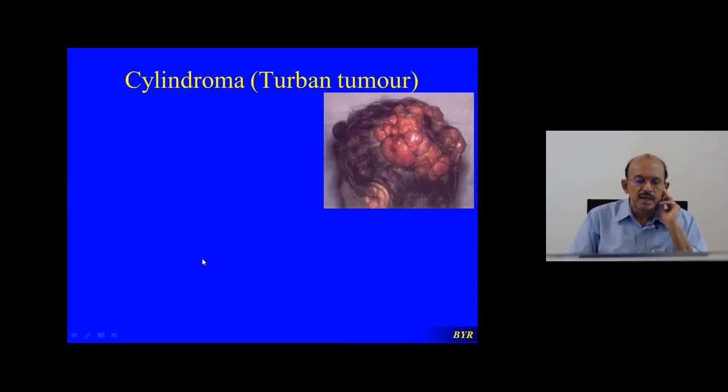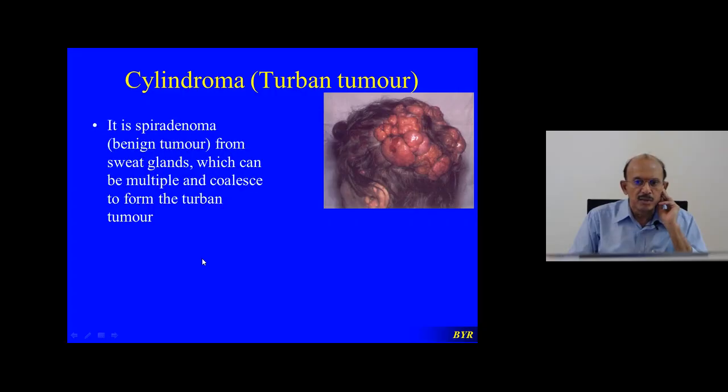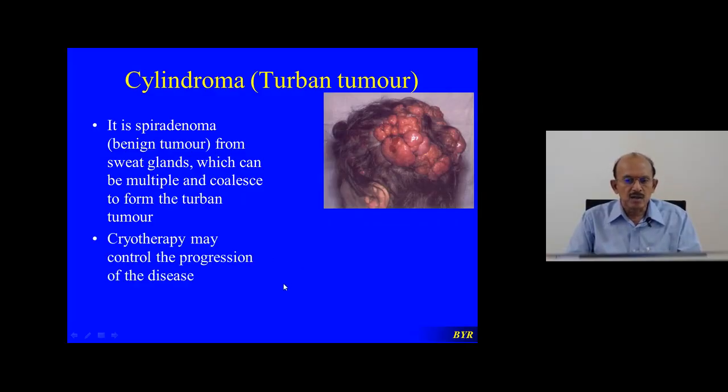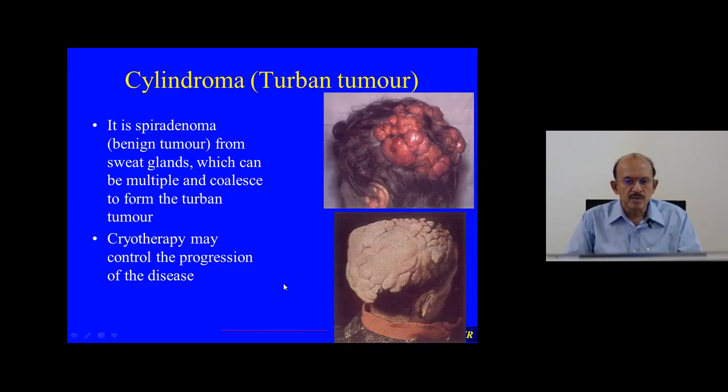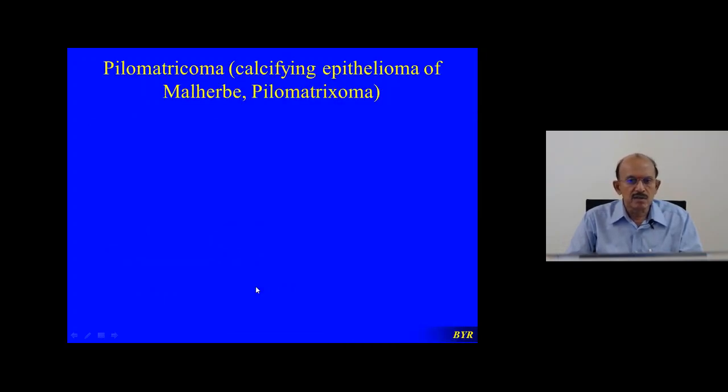Next is the sweat gland tumors, the cylindroma or turban tumor. It is a hidradenoma from sweat glands, which can be multiple and coalesce to form a turban tumor. Cryotherapy may control the progression of the disease. Sometimes you can see here, this looks just like a turban or a cap worn by a patient. So it is the turban tumor of the skin of the scalp. Cryotherapy may control the progression of the disease.